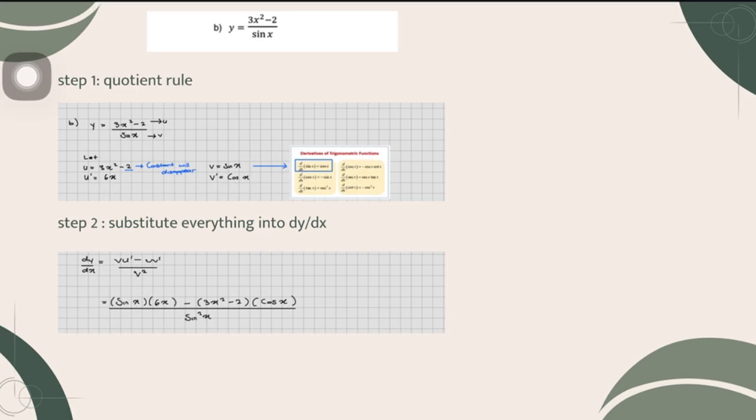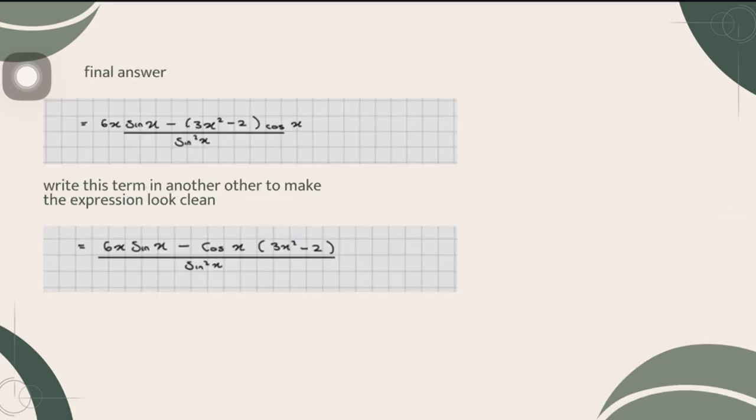After that, we substitute everything into the dy over dx formula, which is dy over dx equals (v u prime minus u v prime) over v power of 2. After we substitute, it will be (sin x)(6x) minus (3x power of 2 minus 2)(cos x) over sin power of 2 x. And then the final answer will be 6x sin x minus (3x power of 2 minus 2) cos x over sin power of 2 x.